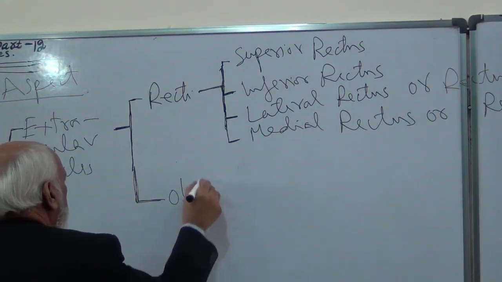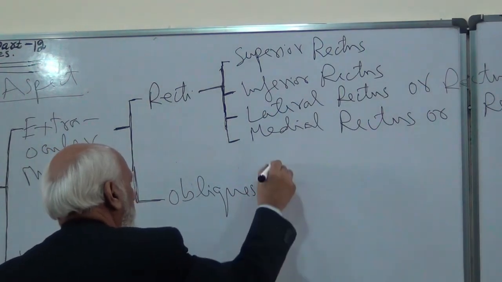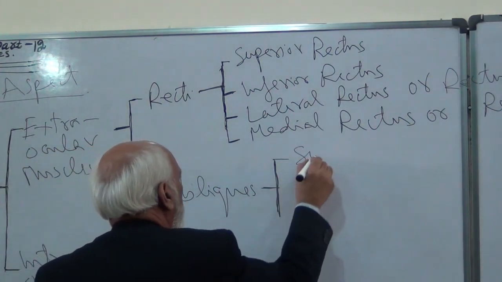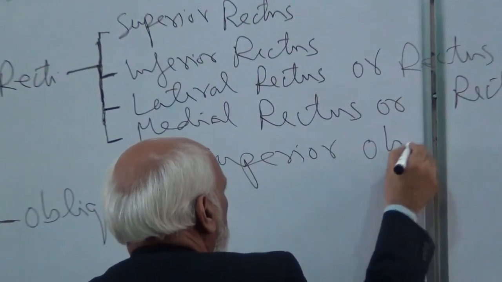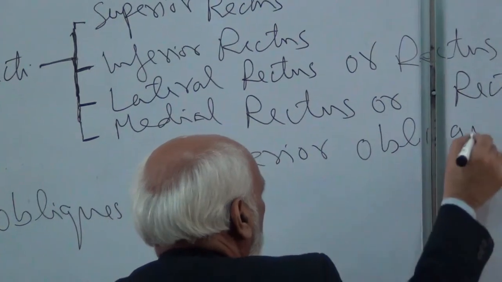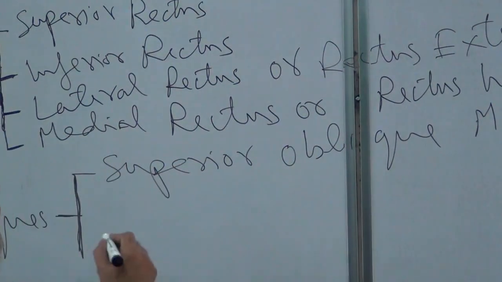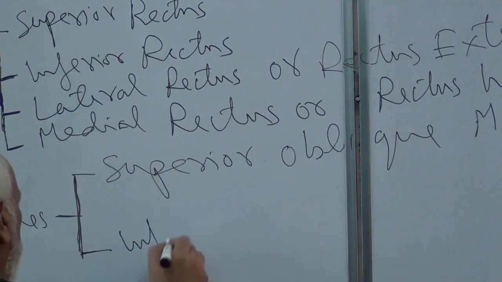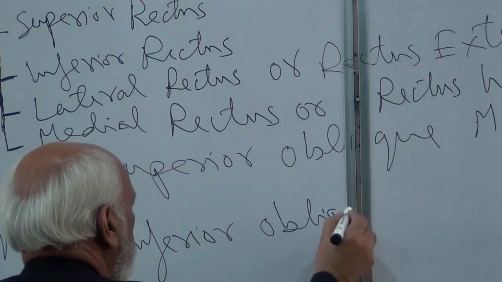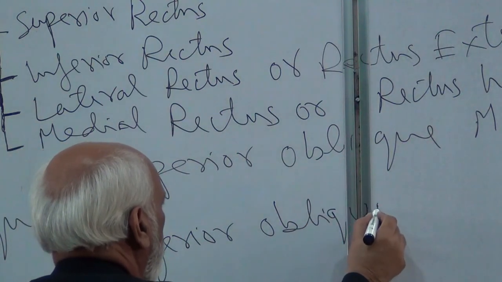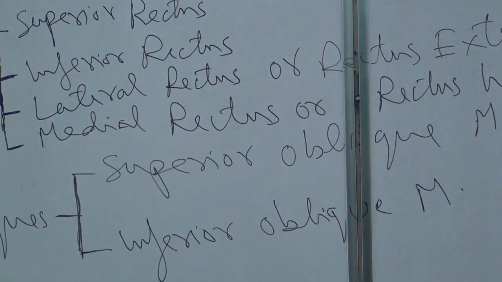Then obliques, 2 in number. Superior oblique muscle, obliquus superior, and inferior oblique, or obliquus inferior.